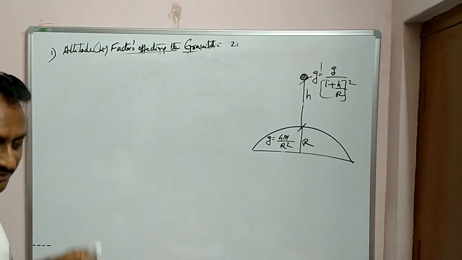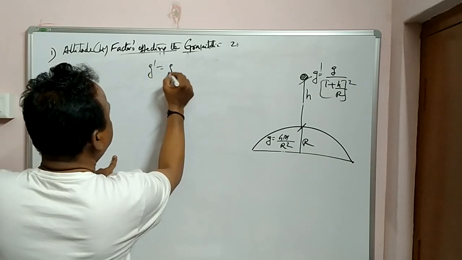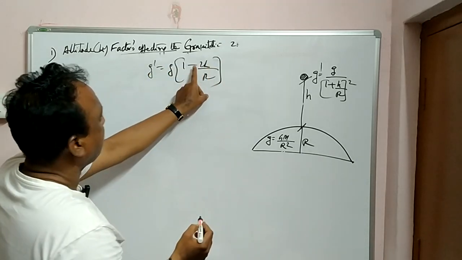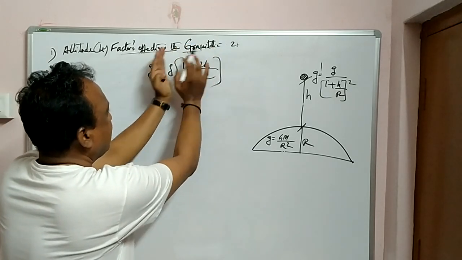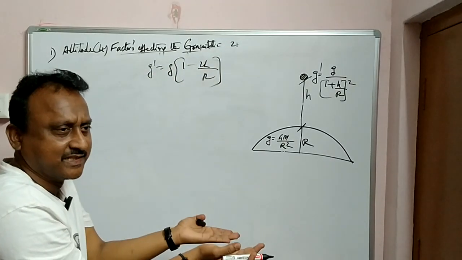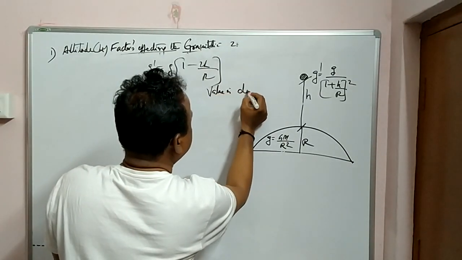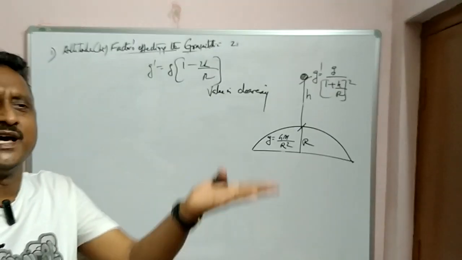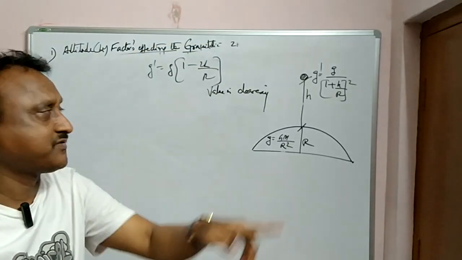Decreasing. Look at what happened, what is the formula? g dash is equal to g into 1 minus 2h by r. So g minus something, g minus something. So the value is decreasing. So as you go above the earth surface, acceleration due to gravity decreases from this equation.